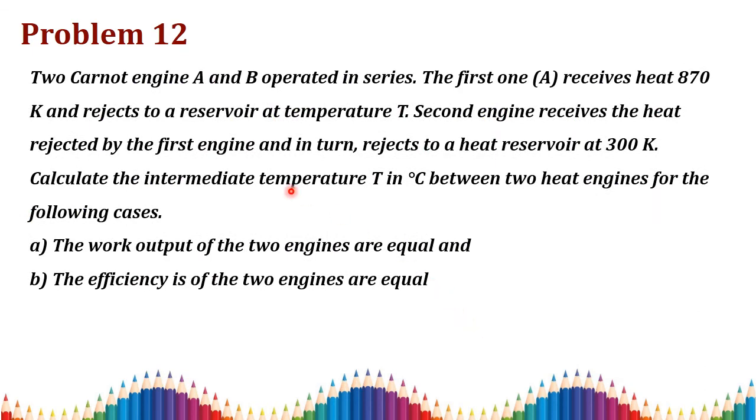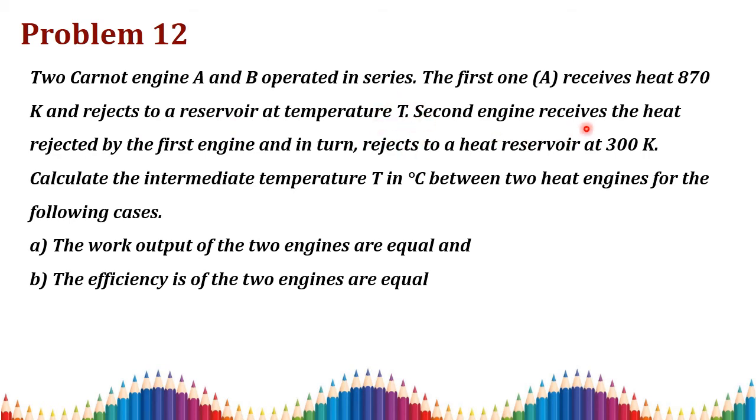Problem number 12. Two Carnot engines A and B operated in series. The first one, A, receives heat at 870 Kelvin and rejects to a reservoir at a temperature T. Okay, the first heat engine receives the heat at 870 Kelvin, so that is THA is 870 Kelvin, and it rejects to a reservoir at temperature T. So that is the intermediate temperature.